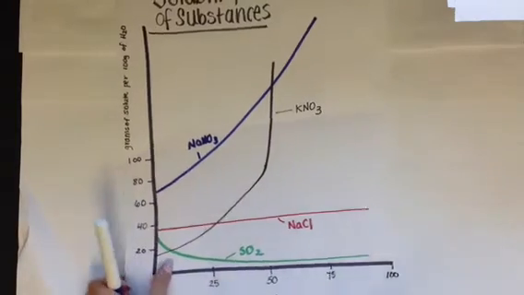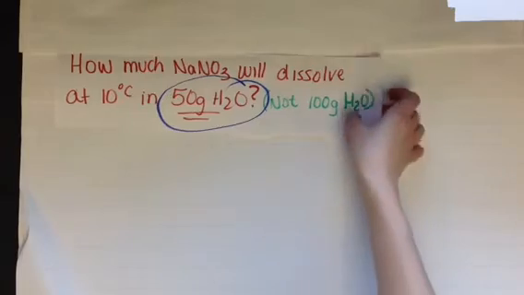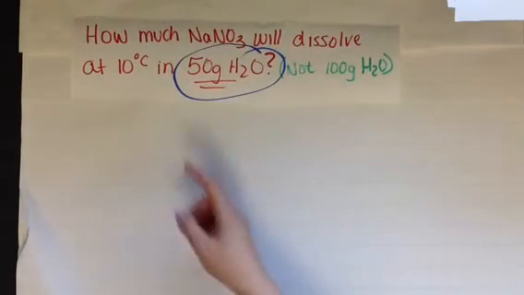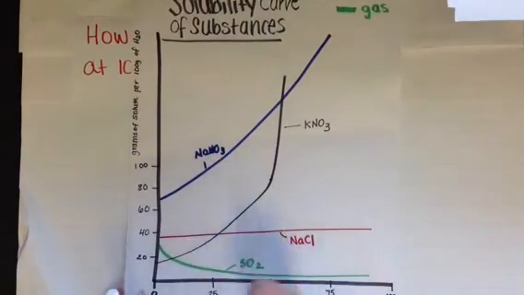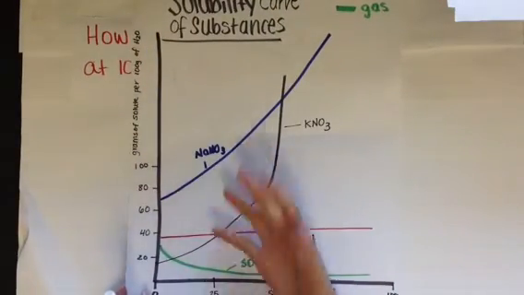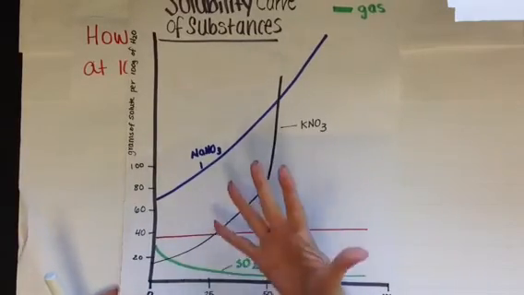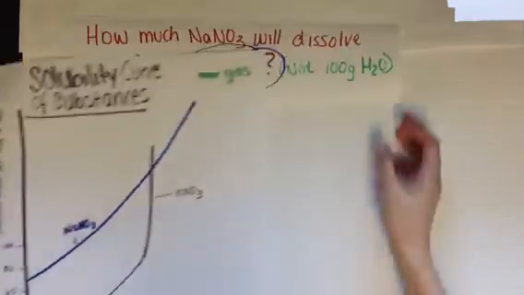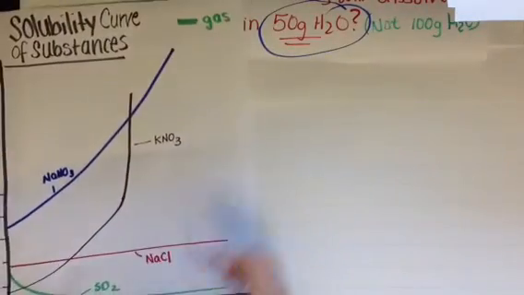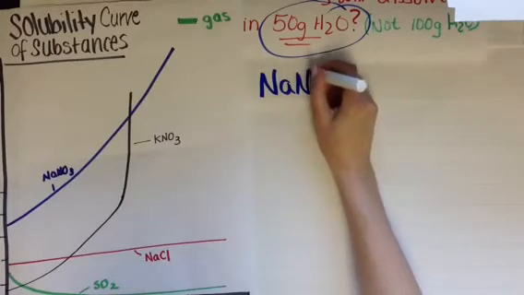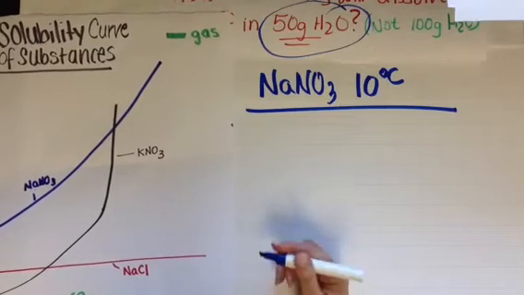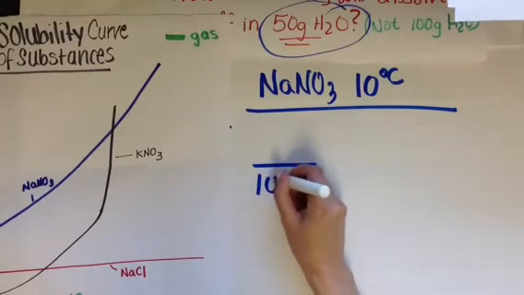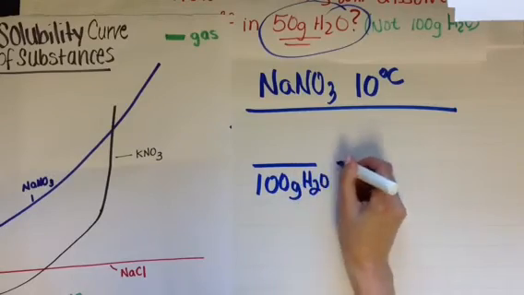Okay, so let's look at a slightly harder problem. How much NaNO3 will dissolve at 10 degrees Celsius in 50 grams of water? So not 100 grams. Well, can I use my curve then if I'm not in 100 grams of water? The answer is no. This curve is for 100, but I can use it to help me. So how do I set up a problem like this? Well, we're talking about NaNO3, and it's at 10 degrees Celsius. Okay? So we found out that we know what's in 100 grams of water.